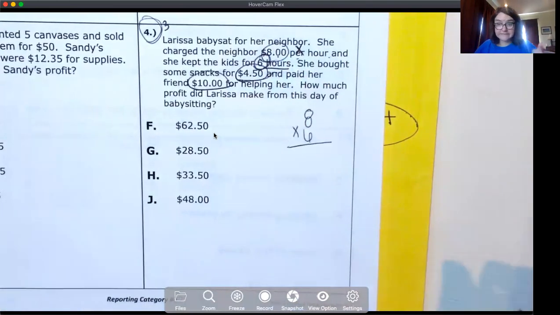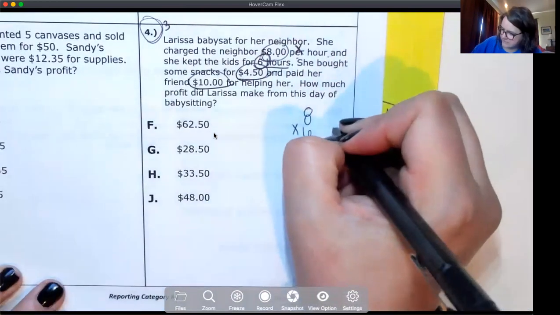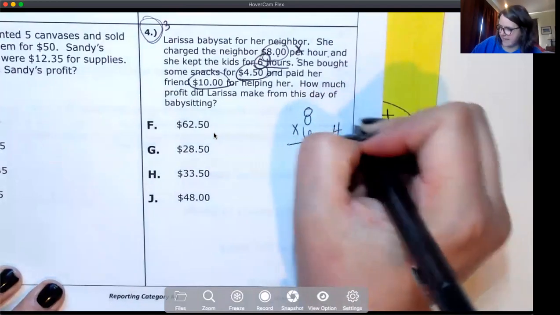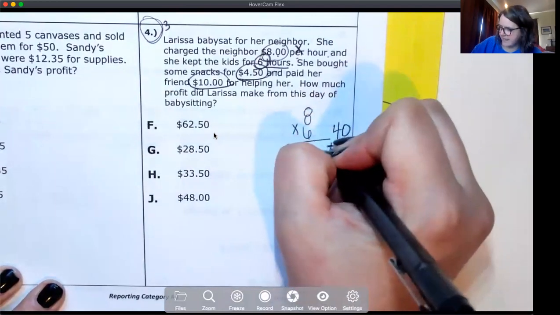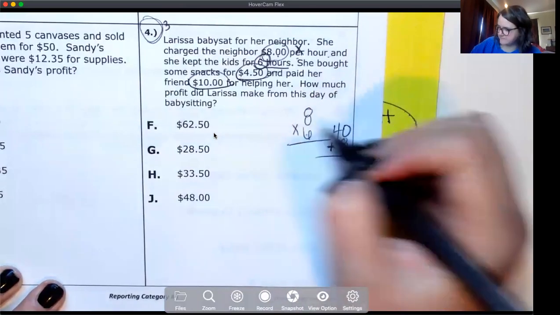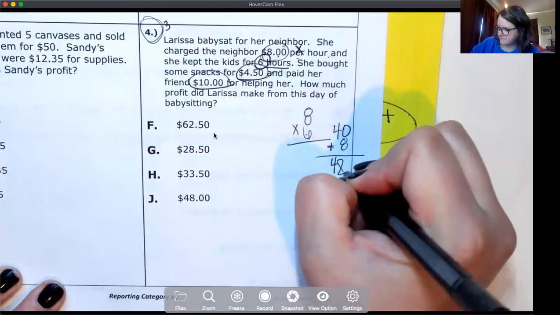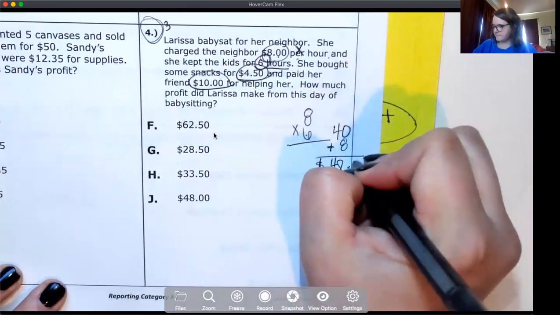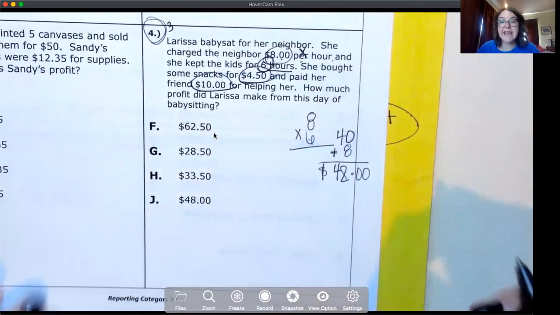If you find 8 times 6 a difficult one like I do, what I tend to do is take 8 times 5, which I know is 40, and then I add my extra 8 to make it 8 times 6. So she made $48.